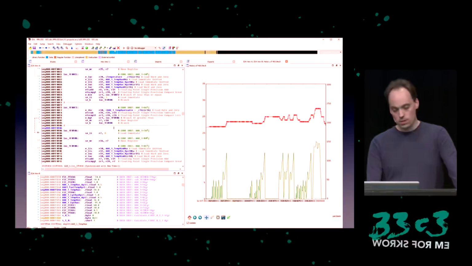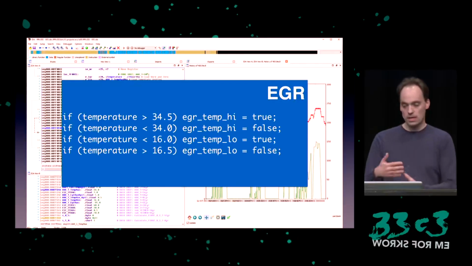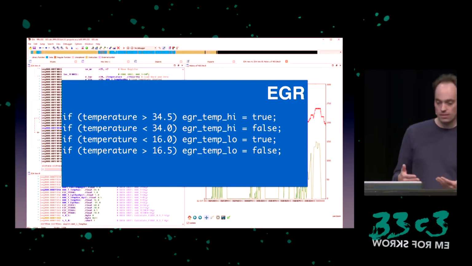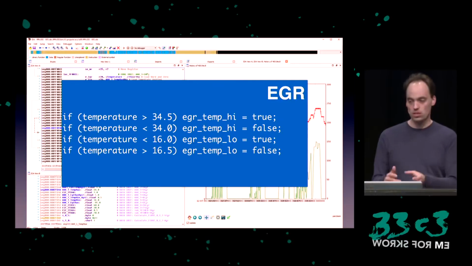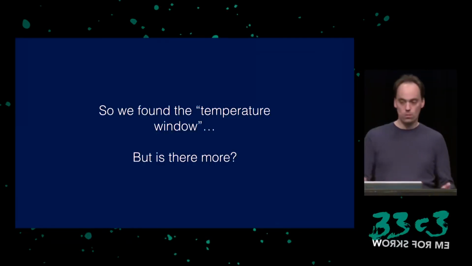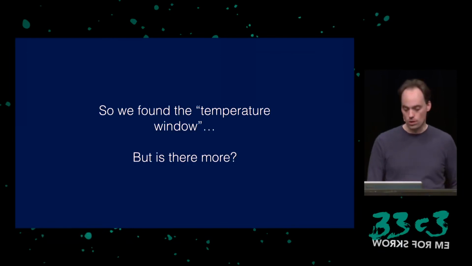I found something similar, however, another temperature check. And as you can see, it's written in a different way. It effectively achieves the same thing, but it's a separate piece of code. And this time it was for the EGR system. So we have these two exhaust treatment or optimization mechanisms there, EGR and SCR, and they don't share code. They have their own temperature window. So we found the temperature window, which was known to exist. The question was, is there more?